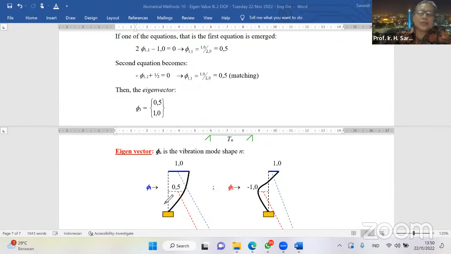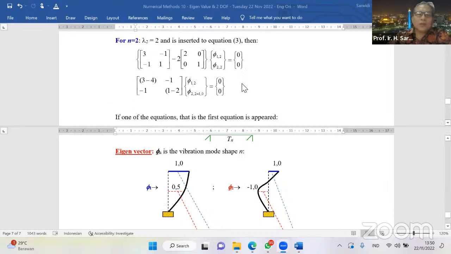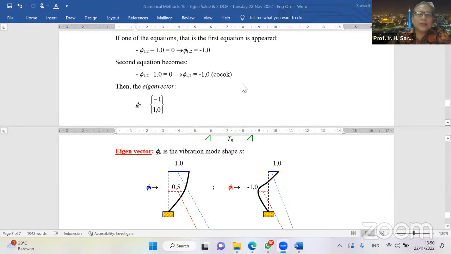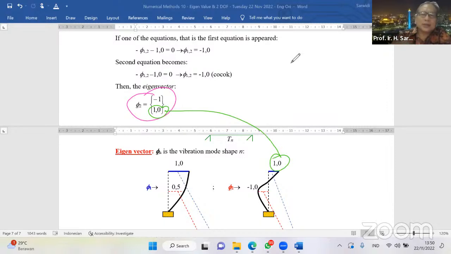Okay, next, the last one, the second eigenvector. Here is the second eigenvector that I mean. The number 1 is the reference, because it should be at the roof. And the -1 is the comparative movement for the floor in the middle here.